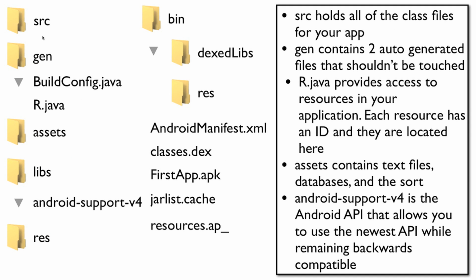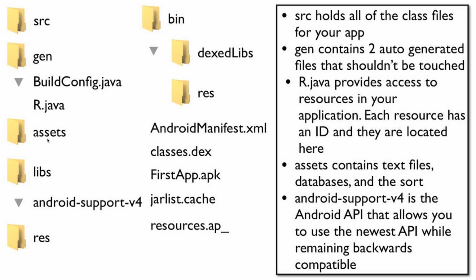Okay, so the first thing you got here is a source folder, and this is just going to hold all of the class files for your app. Then you have your gen folder, and this is going to contain 2 auto-generated files that you should never touch. This is a basic configuration file, and this is R.java. R.java provides access to all the different resources that you need inside of your application. And in your application, each resource is going to have a very specific ID, and all those IDs are going to be located here. So don't touch these 2 guys.